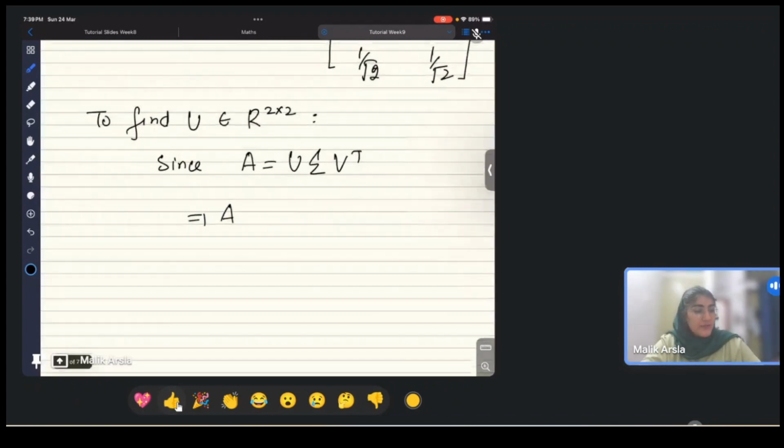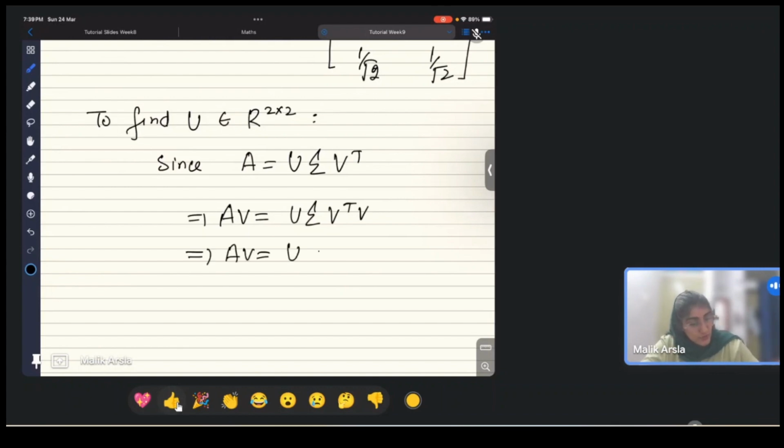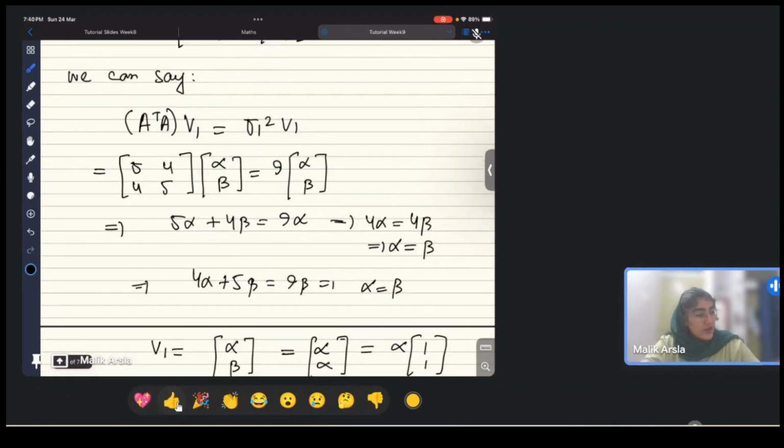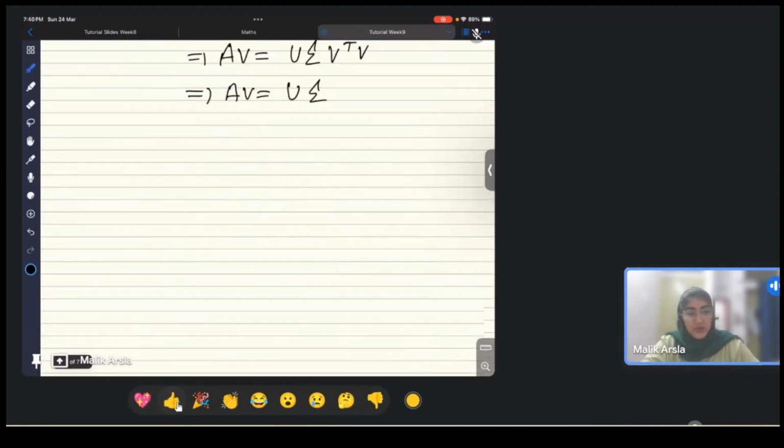So we'll post multiply it with V, it will be AV is equal to U sigma V transpose into V. Now this V transpose V, since V is an orthogonal matrix, it will be I. V transpose into V will be identity matrix. So it can be written as A into V is equal to U into sigma. Now U we have to calculate.